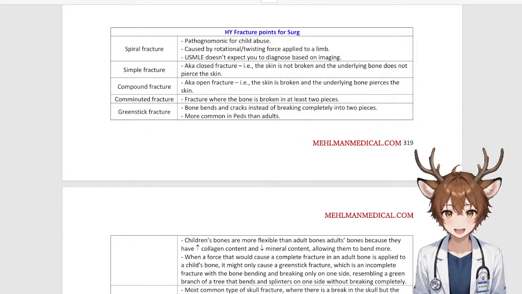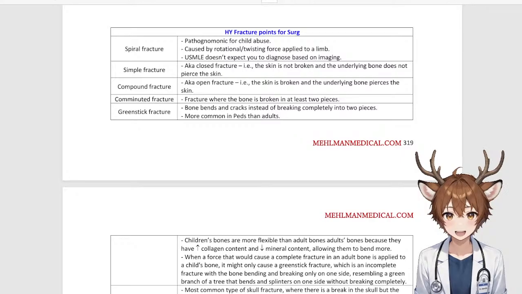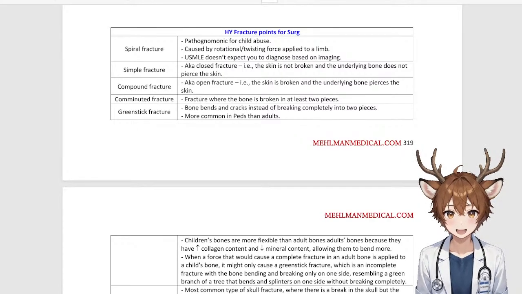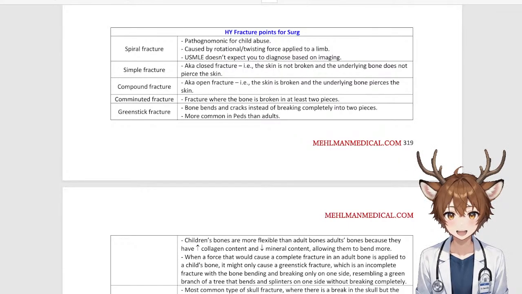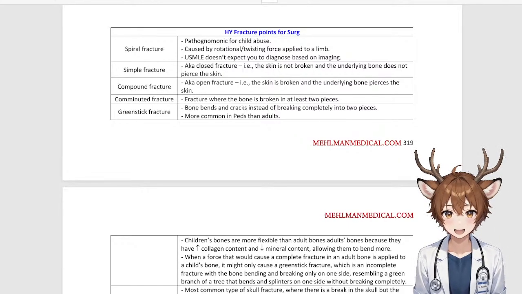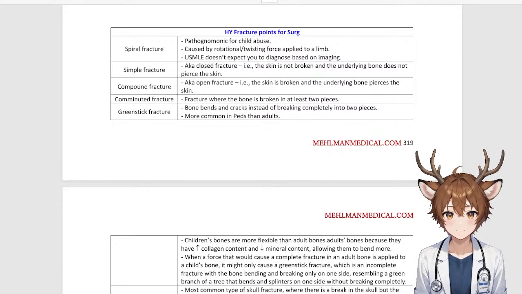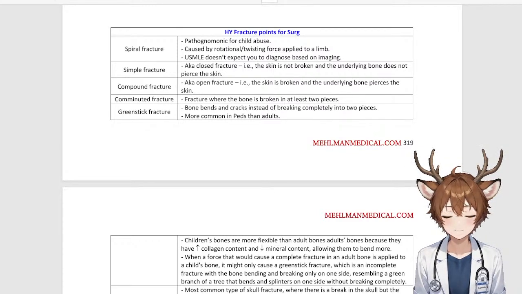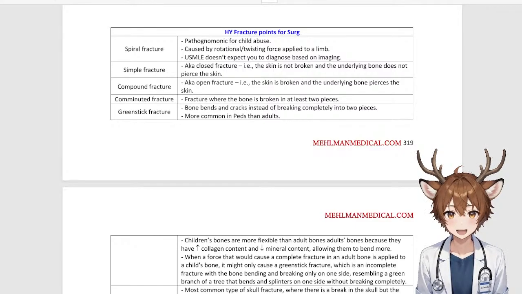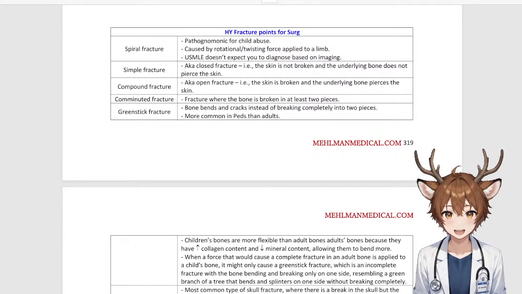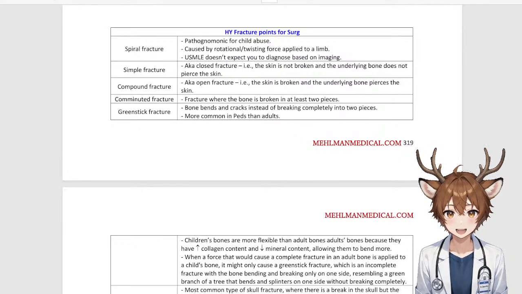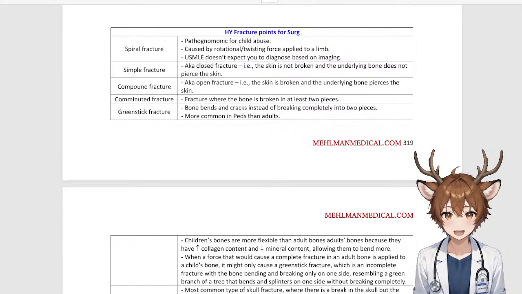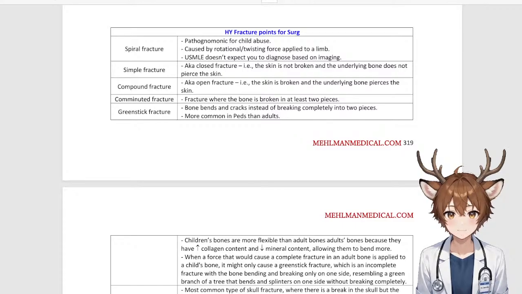Simple fracture, aka closed fracture, that is to say the skin is not broken and the underlying bone does not pierce the skin. Compound fracture, aka open fracture, that is to say the skin is broken and the underlying bone pierces the skin. That's not fun. Comminuted fracture, where the bone is broken into at least two pieces. Greenstick fracture, where the bone bends and cracks instead of breaking completely into two pieces, more common in peds than adults.